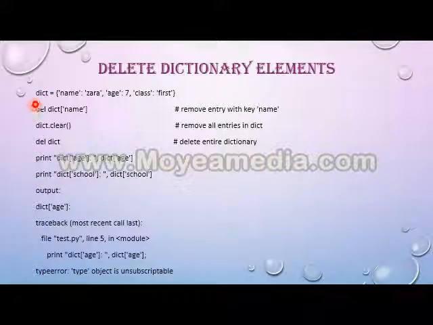Then after doing these, if we print dict age, what will it give as output? It will simply show the unsubscriptable error. Okay, why? Because this dict age does not exist, because all the entries are already removed, or we can say that the entire dictionary is deleted.